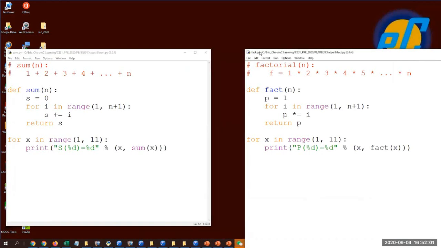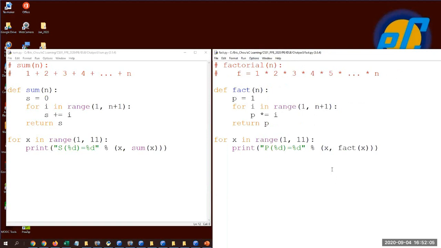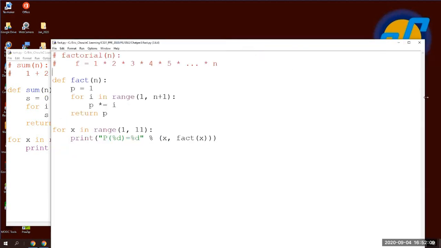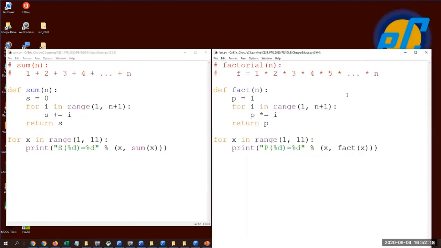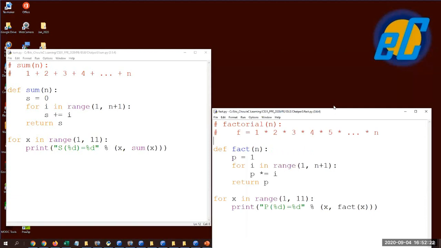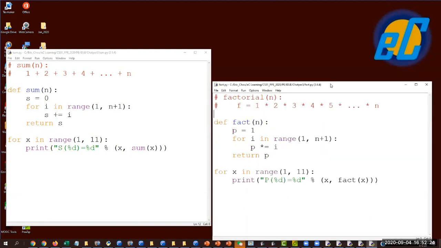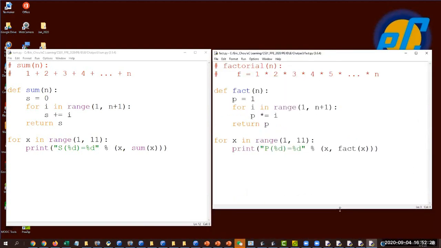And why do we need a factorial? Is factorial very important or not? Zoe, is that very important or not? When do we need the factorial numbers? When you do combinatorial numbers, you do permutation, right? Yeah.